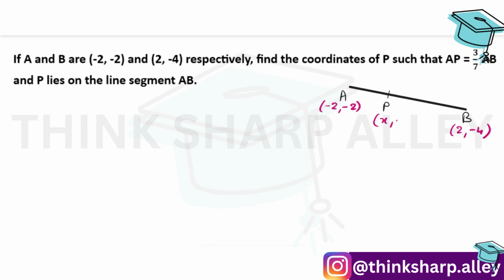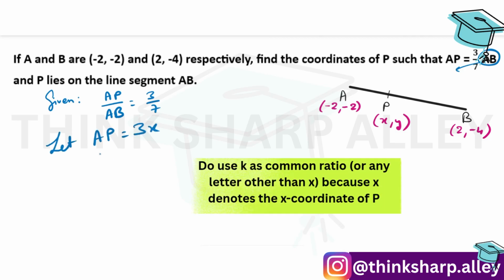Find the coordinate of P. So since we have to find the coordinates of P, we'll assume it to be x and y, such that AP is equal to 3/7 of AB. But remember, we need the ratio between AP and PB. So now we have been given AP is equal to 3/7 AB. Now this AB can come down in the denominator. So we are getting AP by AB is basically 3/7. So very simply from here we can say let AP is equal to 3x and AB is equal to 7x.